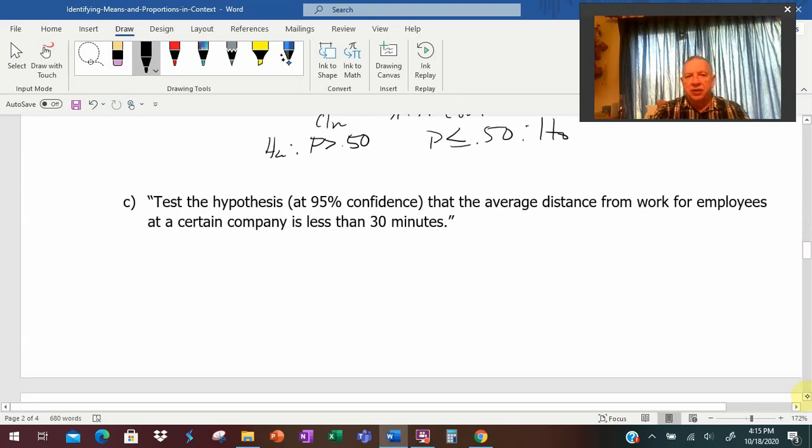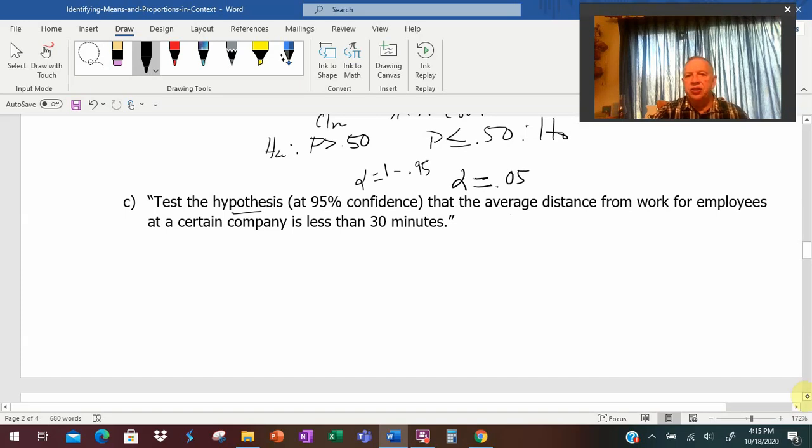Test the hypothesis at 95% confidence, so this would be alpha. I'm going to do a hypothesis test, so I need an alpha, 1 minus 0.95. So this is just another way of working into alpha, 0.05.